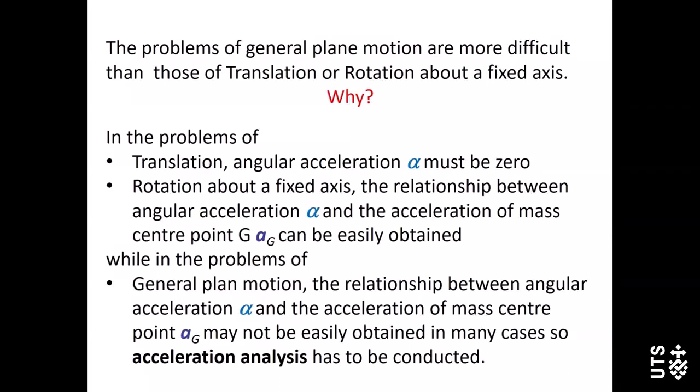So this means in a lot of problems, you have to do acceleration analysis. And you know, acceleration analysis is not so easy. It will cost you time. So that's why the problems of general plane motion are more difficult than those of translation or rotation about a fixed axis. Sometimes it can be much more difficult.